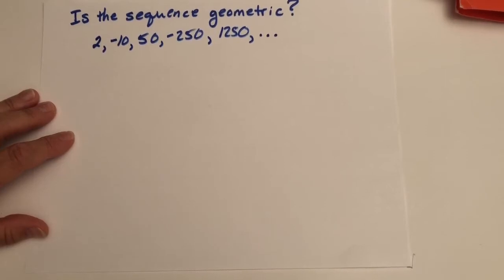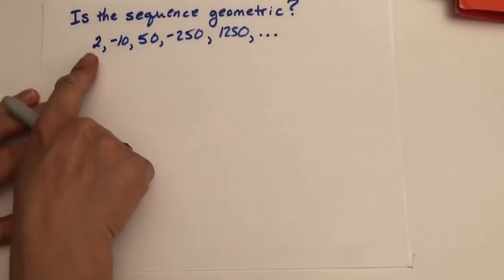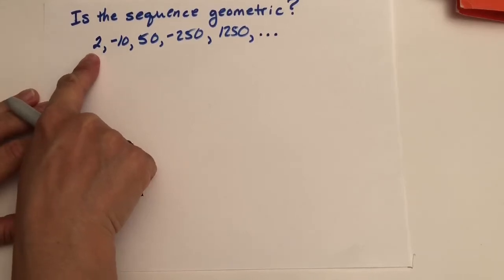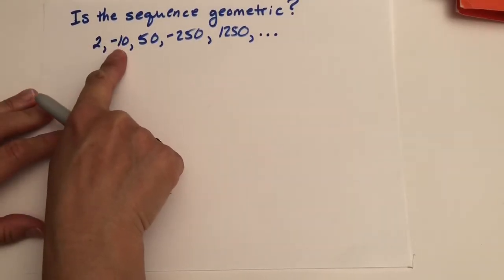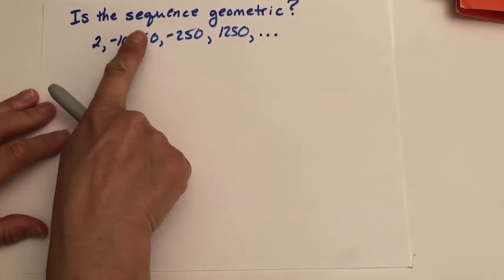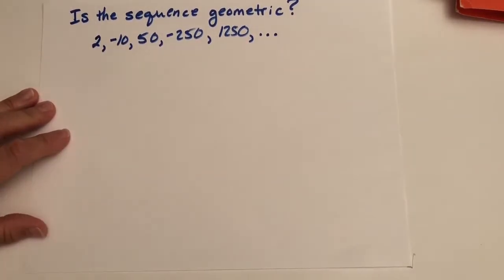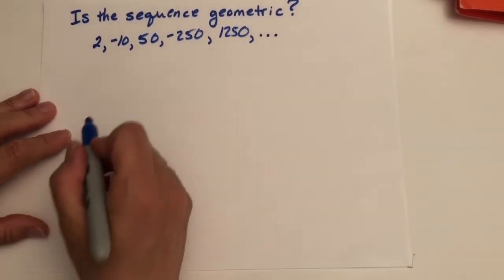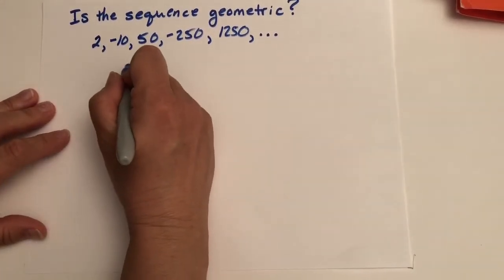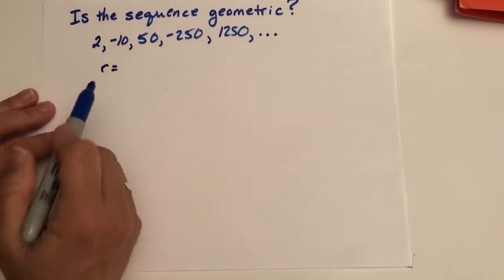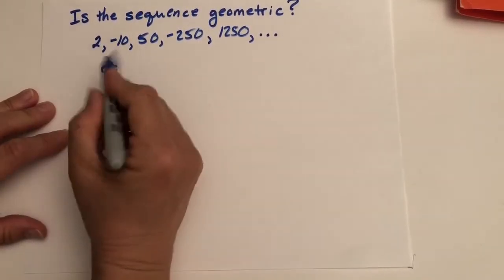In order for it to be geometric, there should be a common ratio. So we should be able to multiply one term by a number to get to the next term, and multiply by that same number again and again and again to get to subsequent terms. Maybe you can see it. When we're calculating the common ratio, we would take one term and divide it by the previous term.